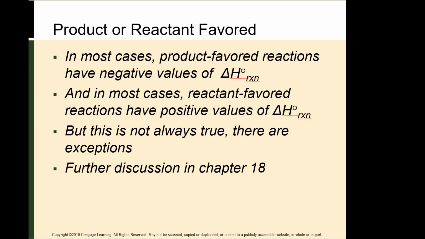Now, in most cases, product favored reactions have negative values of delta H for the reactions. And reactant favored reactions have positive values of delta H for the reactions, but that's not always true. There are some exceptions. And so this will be covered more when we get to thermodynamics, actually in later chapters, and really more in Gen Chem 2.